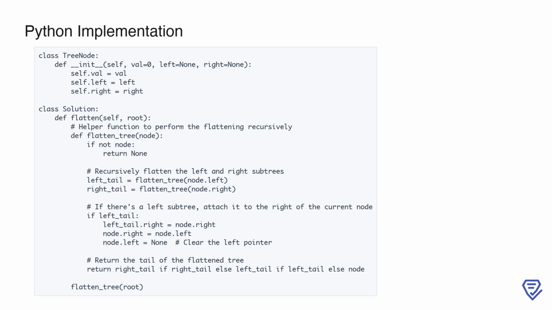The recursion ensures that all nodes are visited and processed in pre-order traversal, and the tree is transformed in place into a right-skewed linked list. The solution handles edge cases such as an empty tree, root is none, and trees with only one child, ensuring correctness and robustness in all scenarios.